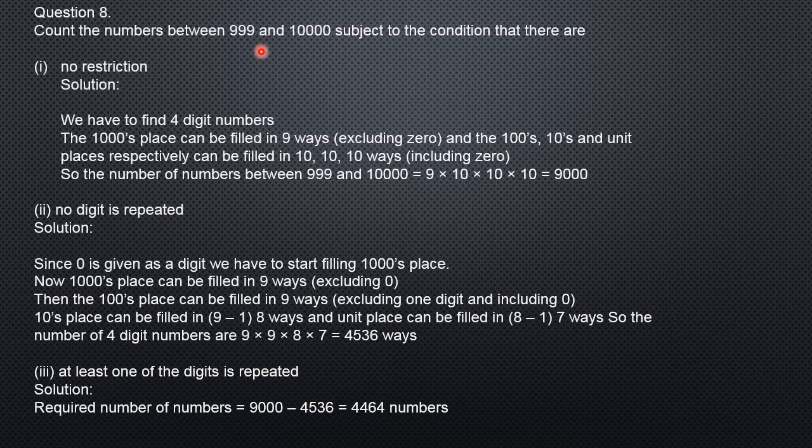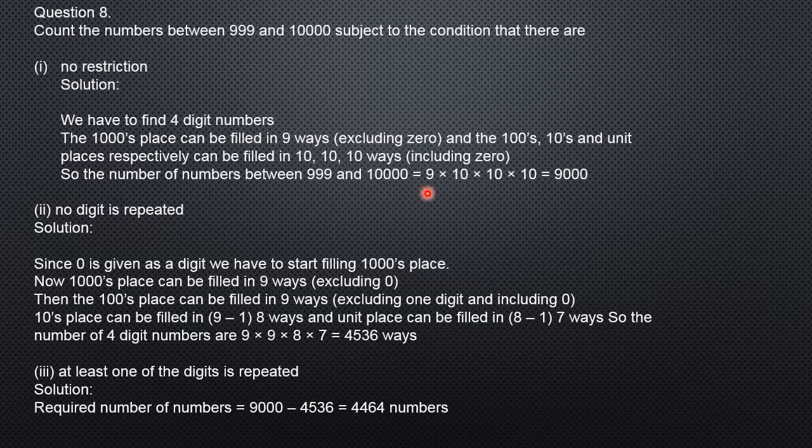Count the numbers between 999 and 10,000 subject to the condition that there is no restriction, no digit is repeated. This is restriction, at least one of the digit is repeated. So this is restricted, but it is no restriction. No restriction means write all the numbers. 999 and 10,000 in between numbers are 4-digit numbers. So let us consider the 4-digit numbers.